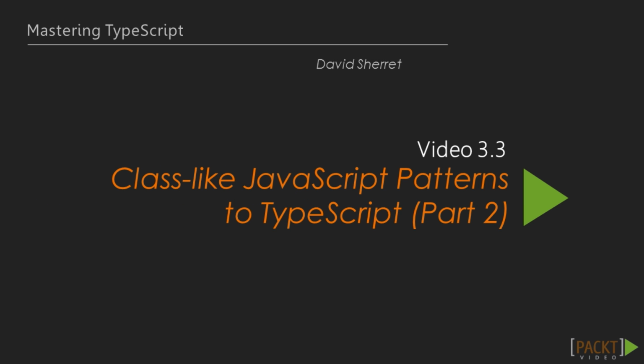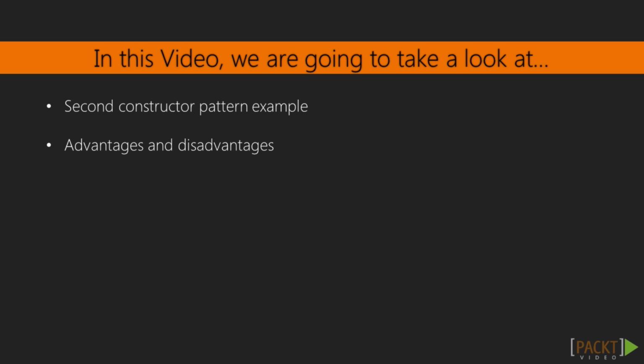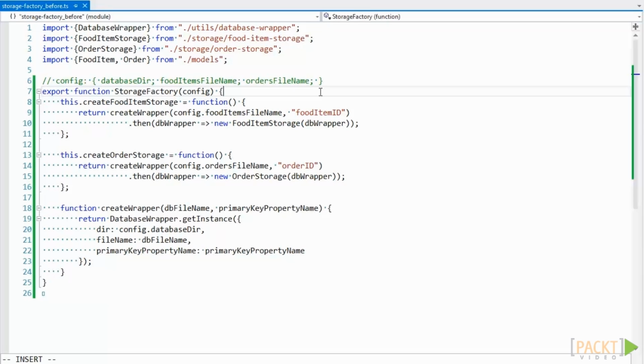In the previous video, we looked at one example of switching from a common class-like JavaScript pattern to an ES6 class in TypeScript. In this video, we're going to do the same thing, but look at a second example and examine the benefits gained by switching to an ES6 class in this case. Let's look at this second example.